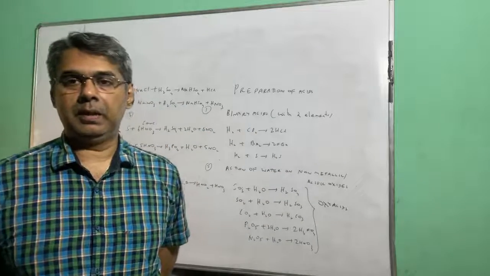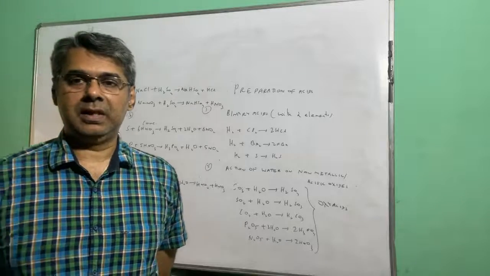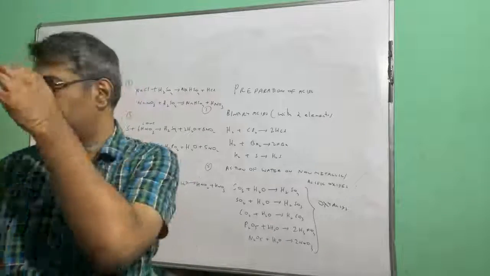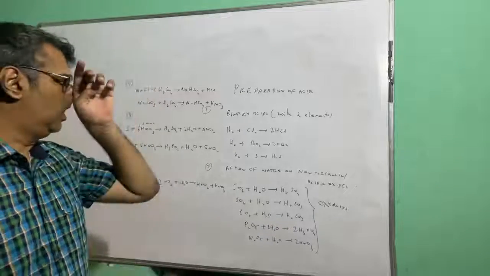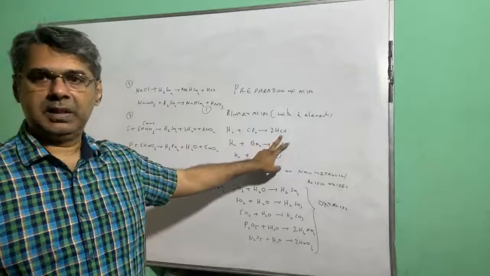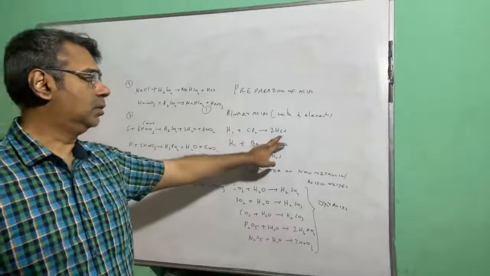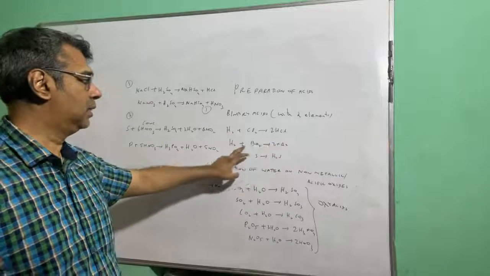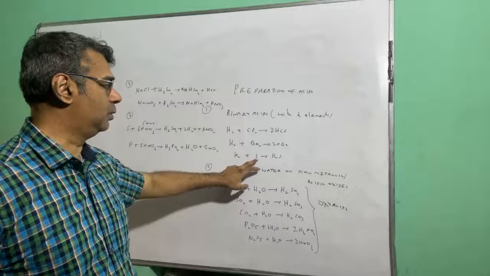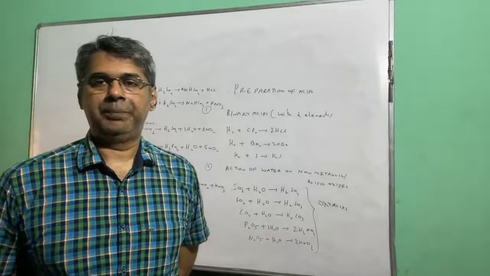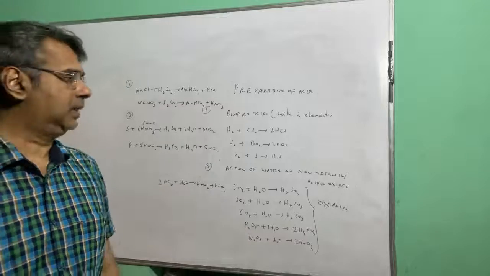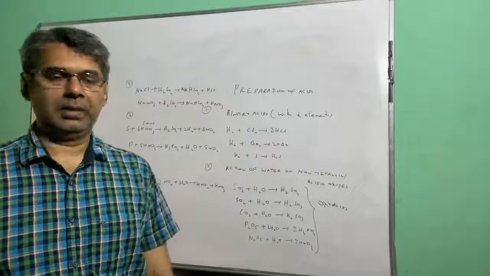Suppose you want to prepare a binary acid. A binary acid is an acid in which exactly two elements are present. So suppose you want to prepare HCl. H2 plus Cl2 will be 2HCl, H2 plus Br2 will be 2HBr, H2 plus sulfur will be H2S. So this is the method to prepare a binary acid. Binary acid means with two elements.